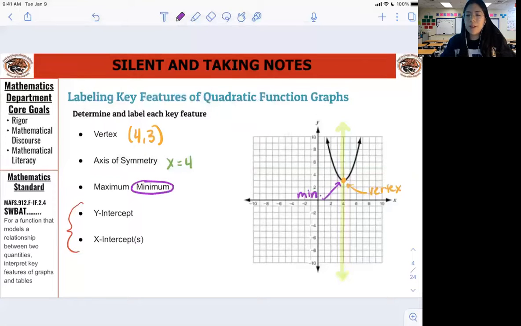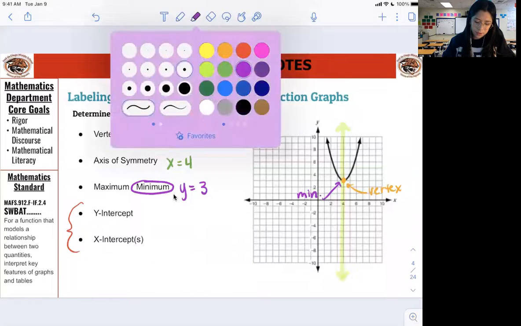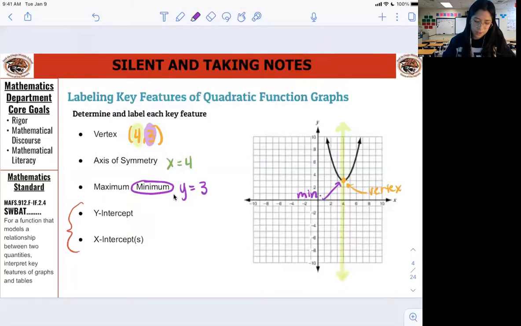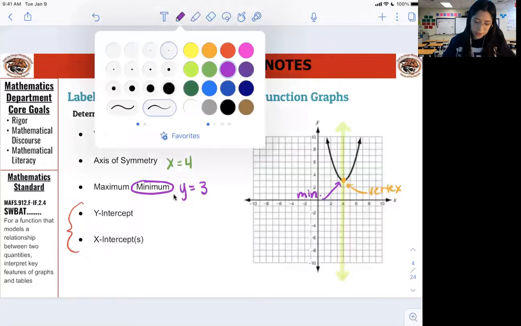Lauren, where's the minimum located? When y equals 3. At y equals 3, good. Again, where do we look? We can look right here. Here's the 4. Here's the 3. Oh, that's ugly. Let me do this in black. So it all comes back to the vertex.